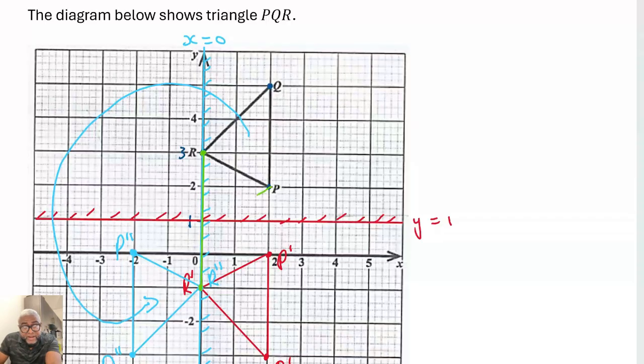Then we'll go P to P prime. Two corresponding points. What are the coordinates of the center of my rotation, my children? 0, 1.